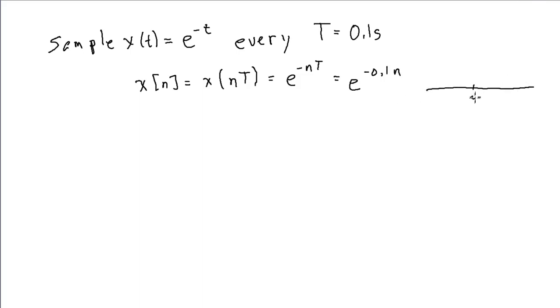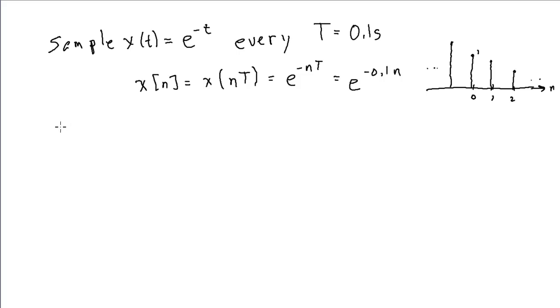So starting at n equal to 0, e to the 0 is 1. And then at n equal to 1, I'd have e to the minus 0.1. Evaluate that, and I get a decreasing exponential sequence that will continue on forever. Of course, for negative values of n, it would continue to increase back in this direction.